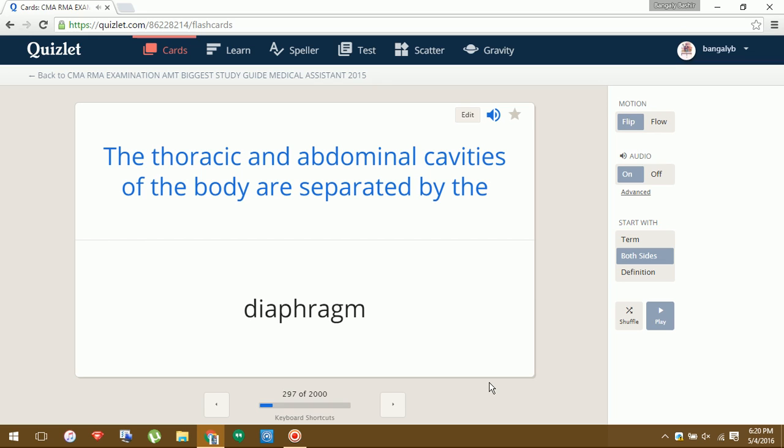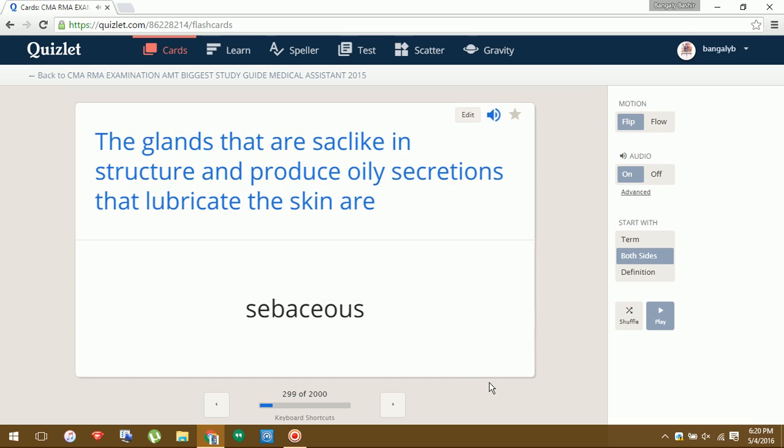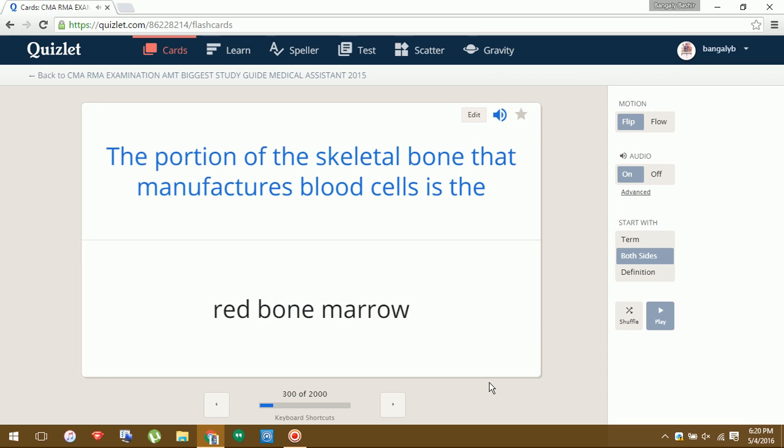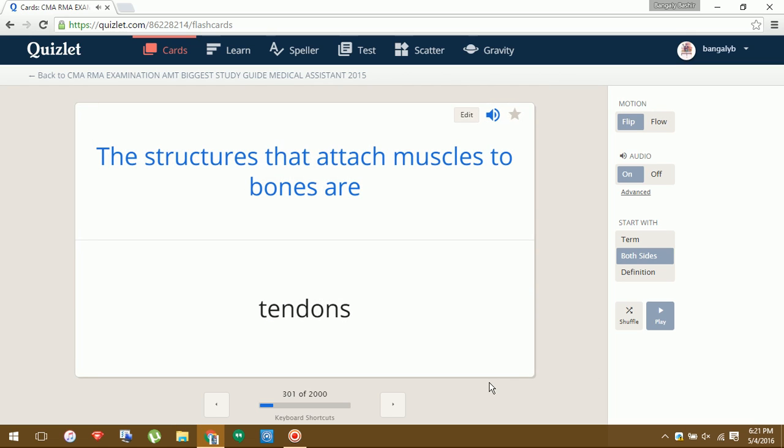The thoracic and abdominal cavities of the body are separated by the diaphragm. The main tissue of the outer layer of the skin is epithelial. The glands that are sac-like in structure and produce oily secretions that lubricate the skin are sebaceous. The portion of the skeletal bone that manufactures blood cells is the red bone marrow. The structures that attach muscles to bones are tendons.